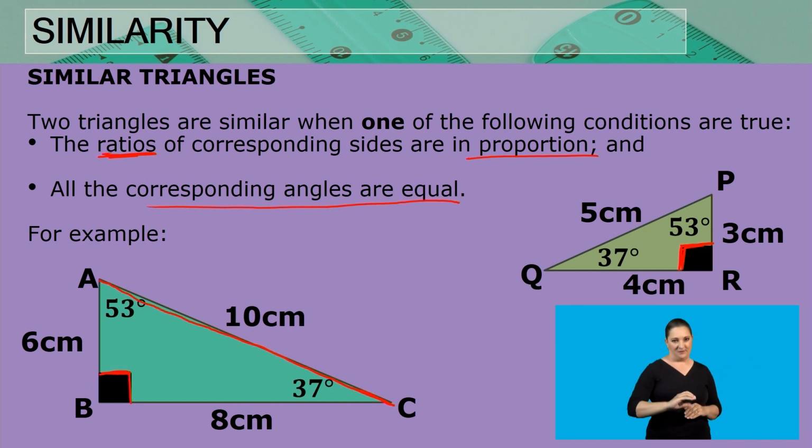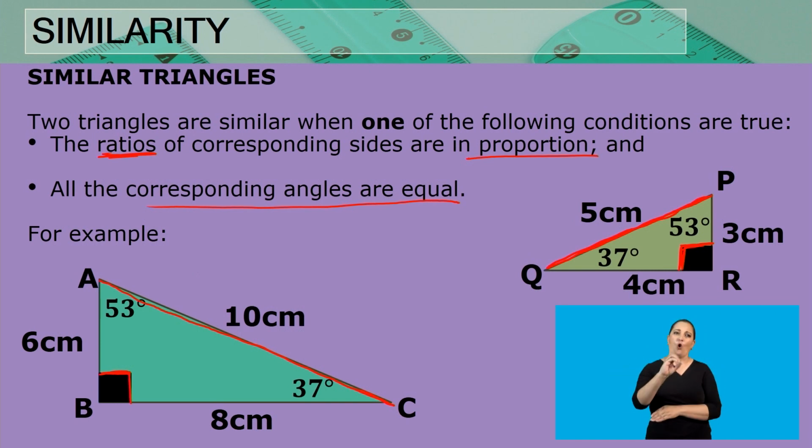And the corresponding side to this hypotenuse would be the hypotenuse in the smaller triangle, which is triangle PRQ. And the longest side in this smaller triangle is PQ. So that means that AC is corresponding to PQ. What about the other sides?